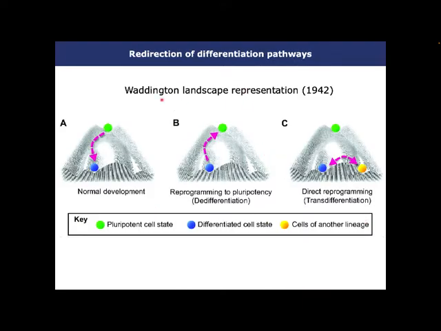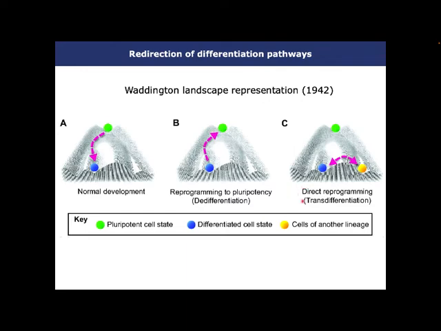So let's go back to the Waddington landscape representation. We already discussed it a little bit, but this is the path of normal development. It just goes downward through the valley, and cells are differentiated. Reprogramming toward pluripotency is by expression of the reprogramming factors. We can roll these blue balls upward toward the top and make the cell pluripotent.